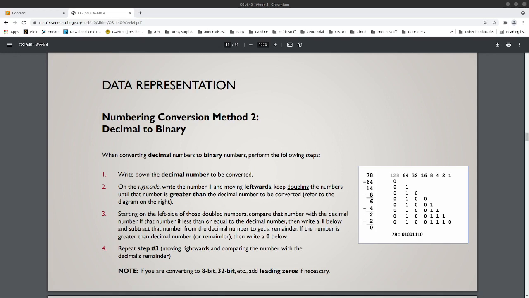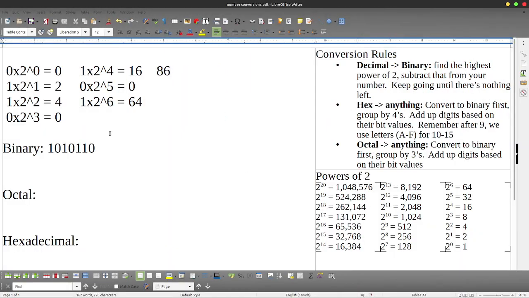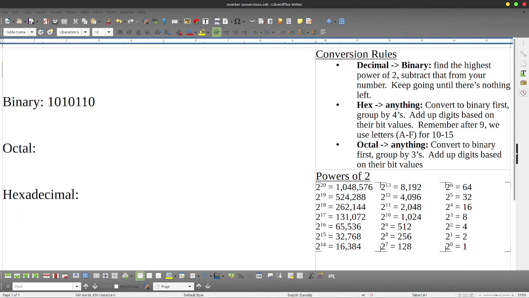So move all the way down. You can add your leading zeros if necessary, but really leading zeros can be assumed. It's the trailing zeros that matter. Let's have a peek at doing one of those. So for this one, we're going to do 105.